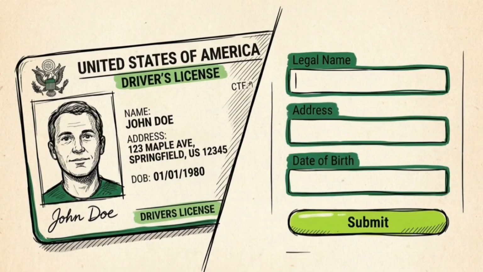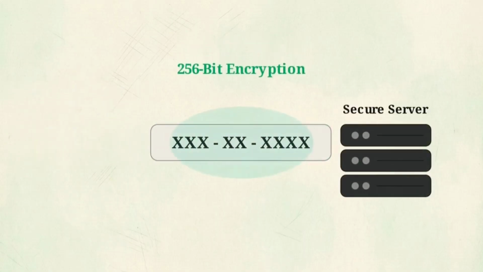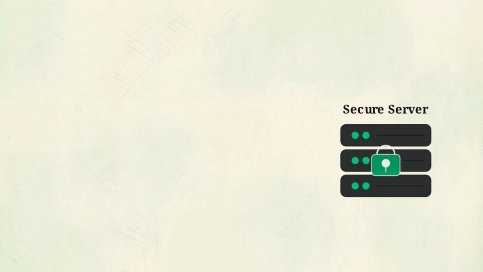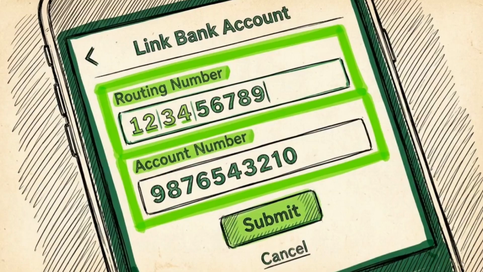Enter your legal name, address, and date of birth. Make sure these details match your government ID exactly. Fidelity uses bank-level 256-bit encryption to protect your data, so you can safely enter your Social Security number when prompted. In the Employment section, enter your current employer. If you are a student or self-employed, simply select those options from the drop-down menu.